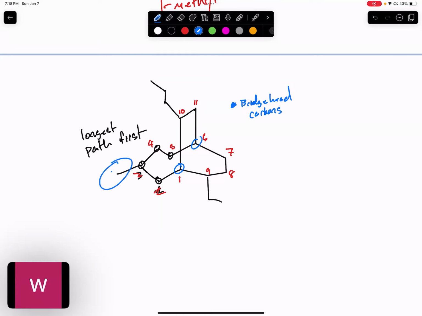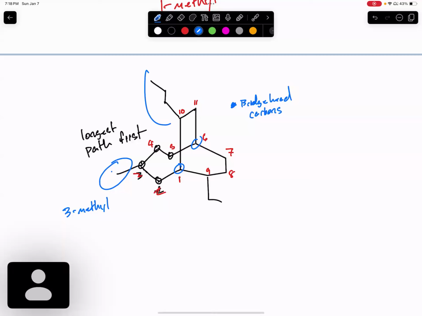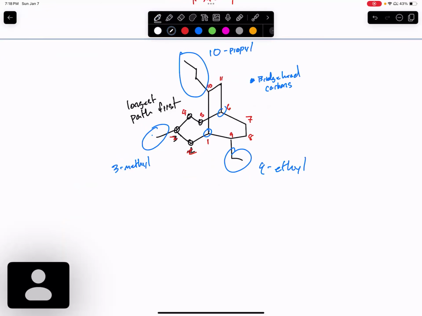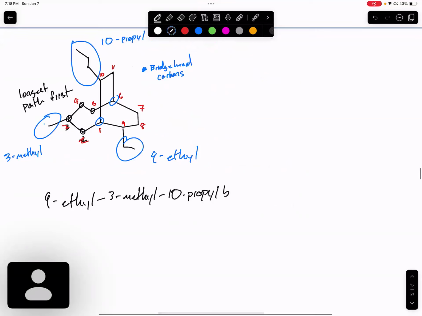So now let's name them. 3 methyl, 10 propyl, and 9 ethyl. Easy enough. Now all you have to do is put this in order. This would be 9 ethyl, then 3 methyl, then 10 propyl, tricyclo.